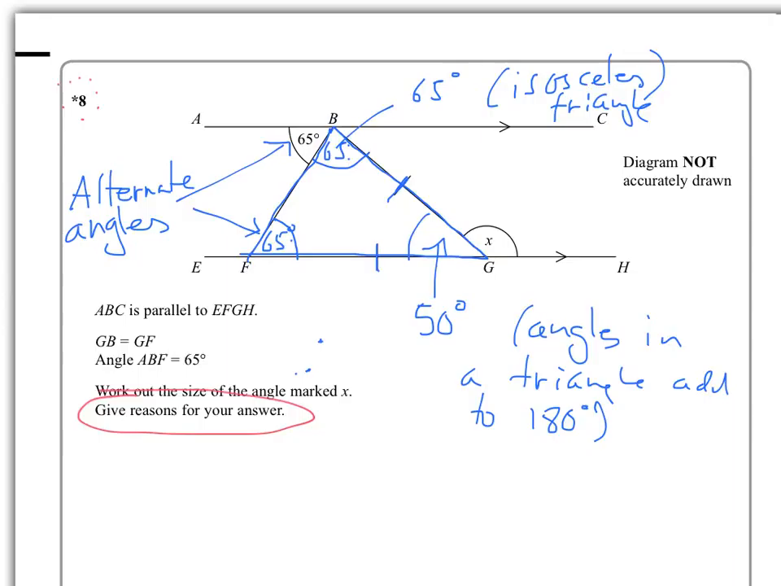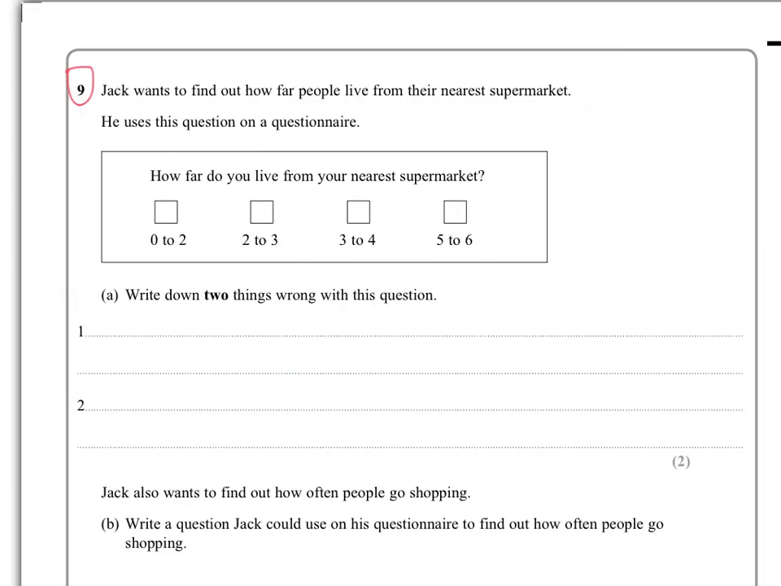which would make x 130 degrees because angles on a straight line, oh, I can't fit it in here, but there we go, angles on a straight line add up to 180 degrees. And apologies again for the slightly wobbly writing on this iPad.